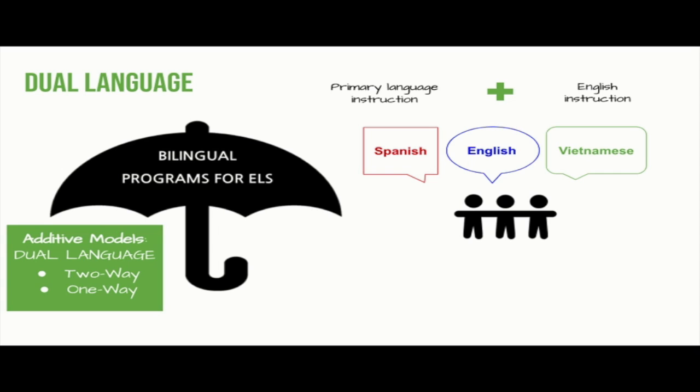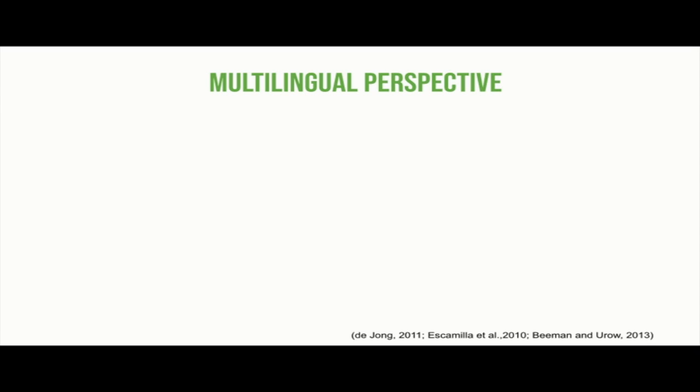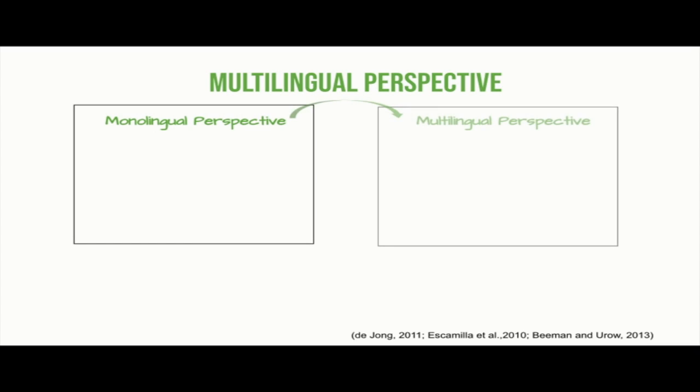Furthermore, a concept we would like to explore is that of the multilingual perspective and how dual language models address the needs of developing bilinguals. An encouraging shift has begun to occur in language and literacy education from that of a monolingual perspective to a multilingual perspective, where we no longer label our students as either English dominant or Spanish dominant or Vietnamese dominant.